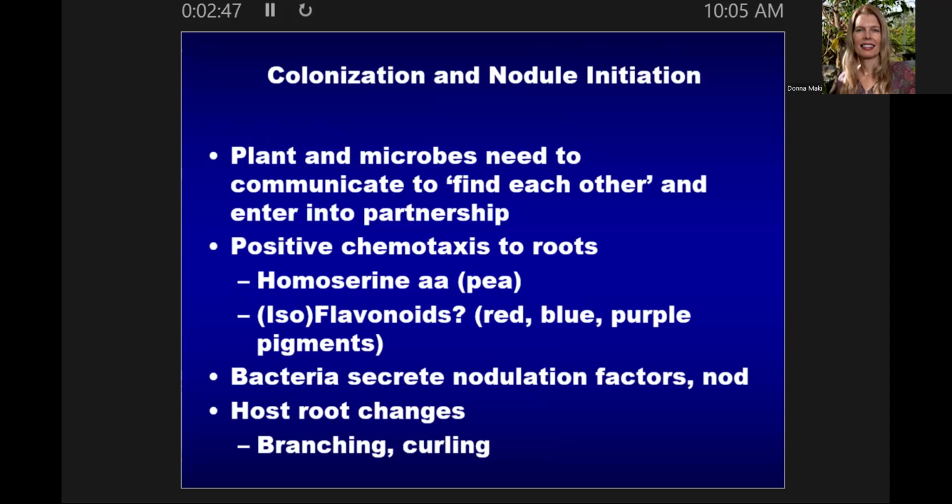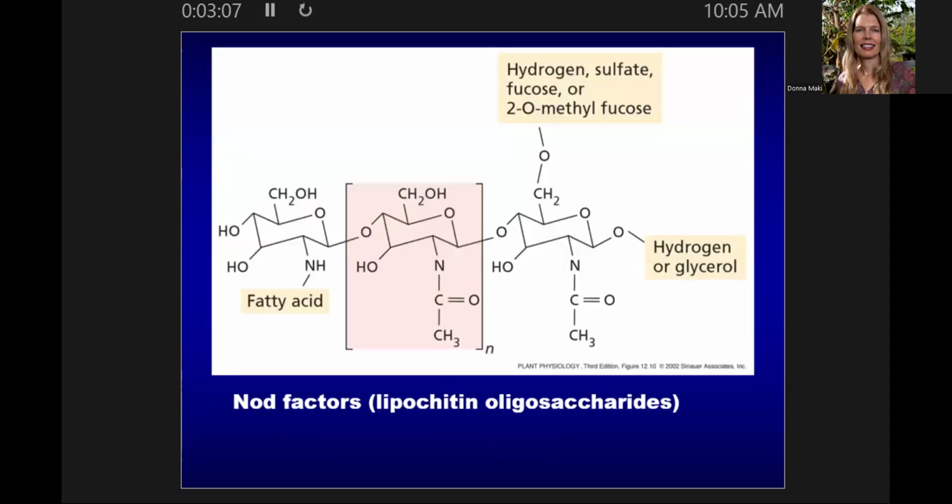And it depends on the plant. It could be a homoserine type chemical. It could be a pigment like flavonoids or isoflavonoids. So there's different plant chemical signals. In general, we say that the bacteria are secreting nodulation factors, which can vary, but they're a certain class of chemicals. We looked at them last time. And again, this is just to get you to think about the idea that this chemical structure can shift. You can have repeating units to give slightly different nod factors.